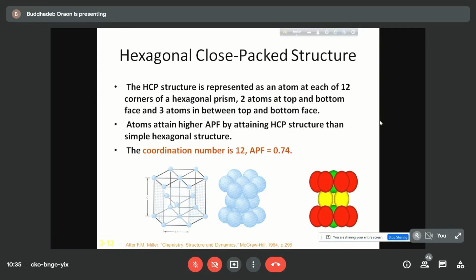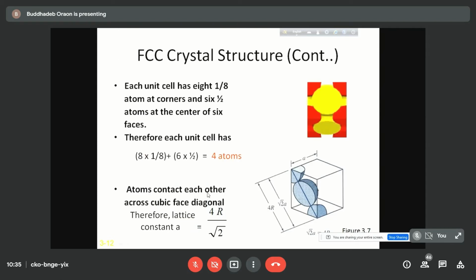Now, my point is that I want to ask you one question. Can you tell me how many effective number of atoms are there in a HCP structure unit cell? In a HCP unit cell. Can you hear me? Yes, sir.